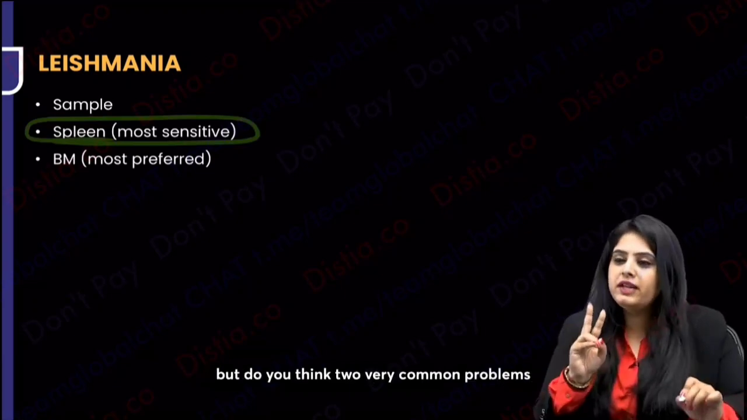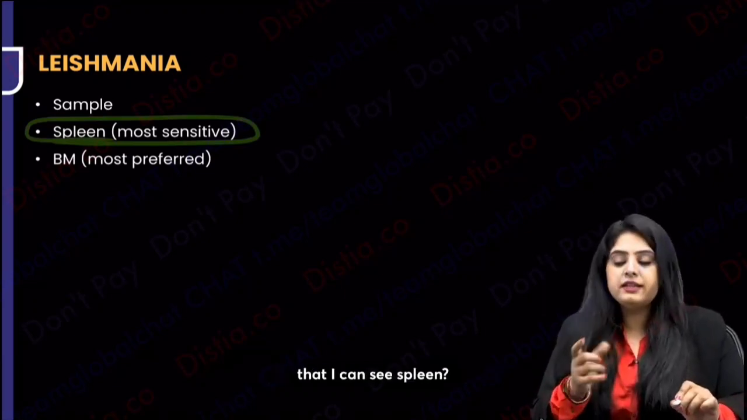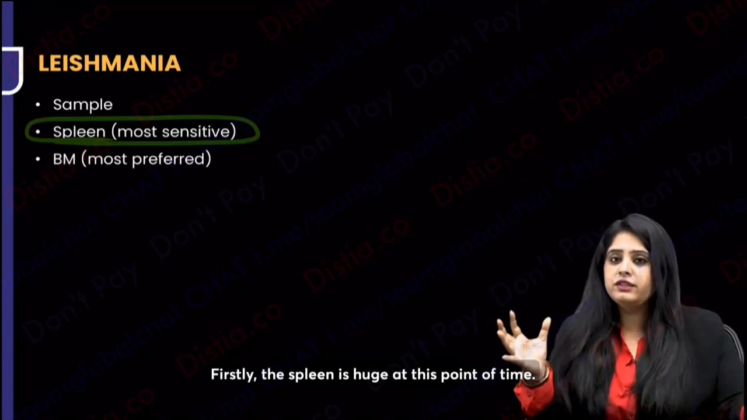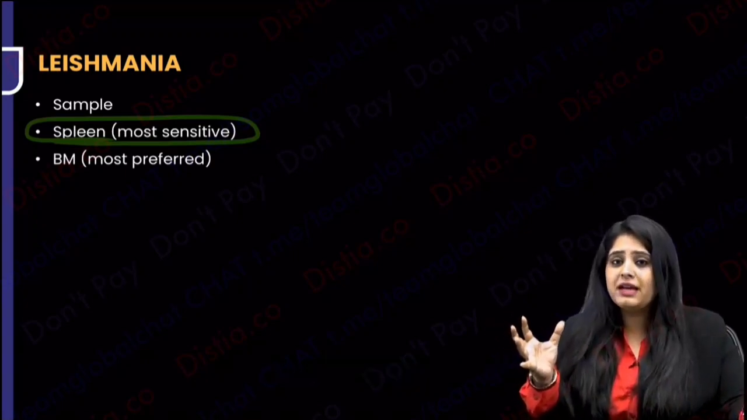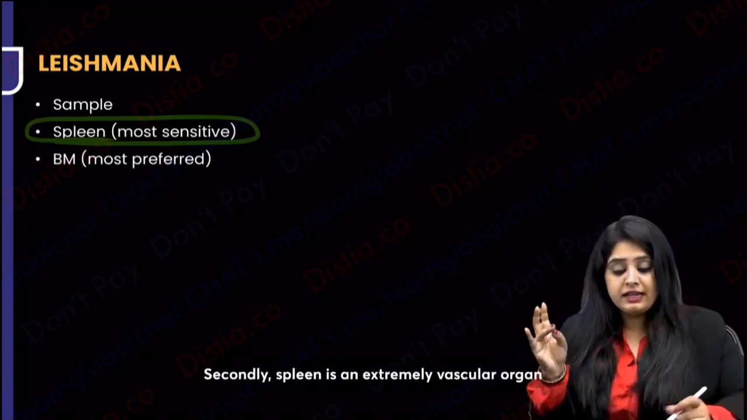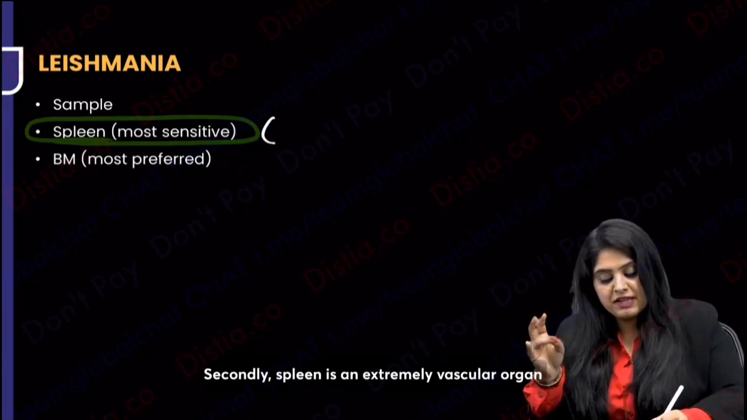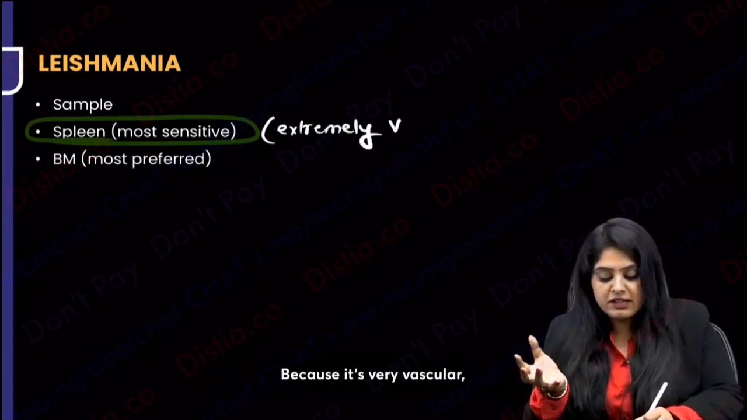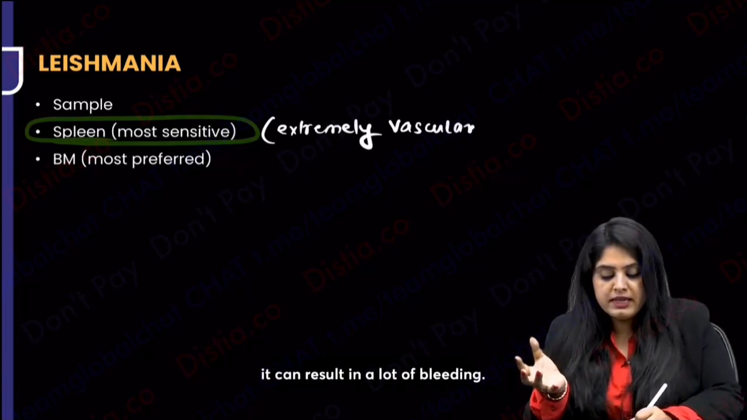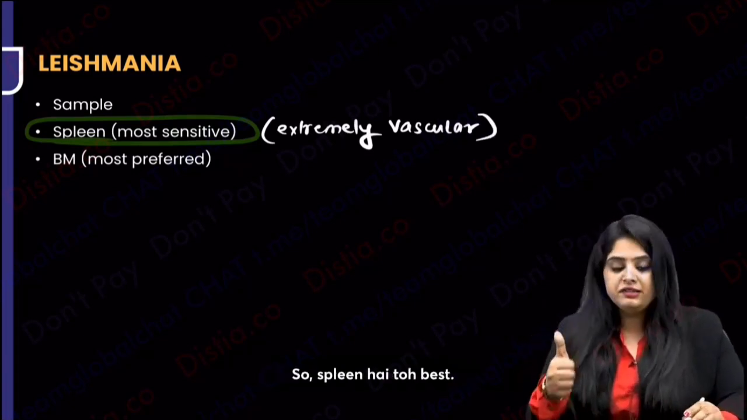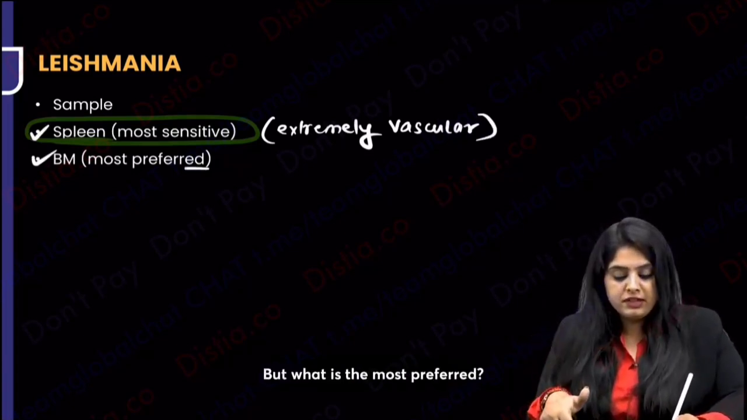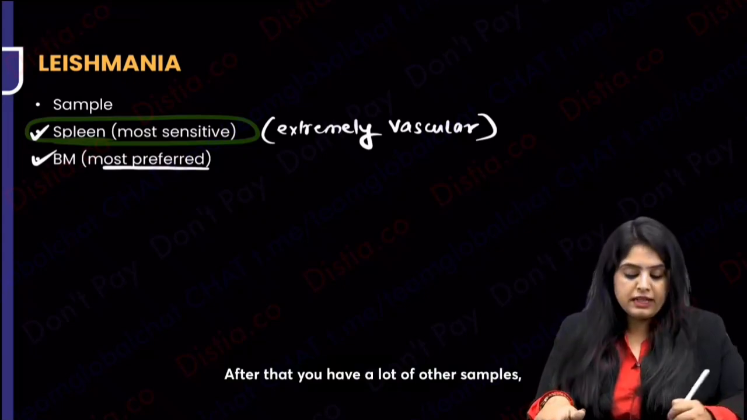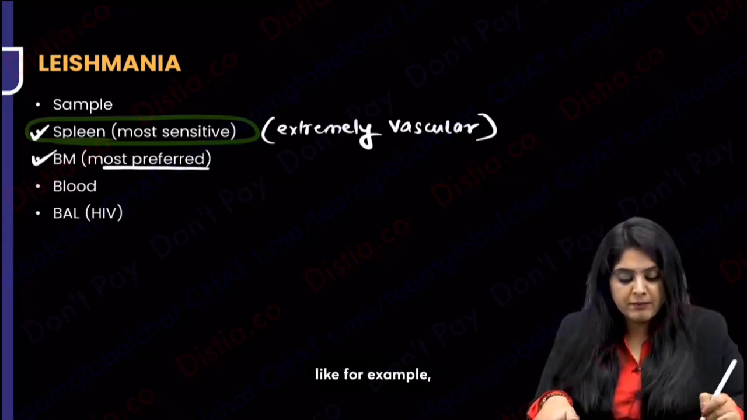But do you think there are two very common problems that I can see? Firstly, the spleen is huge at this point of time. It's a case of Kala Azar, with massive splenomegaly. Secondly, the spleen is an extremely vascular organ, so it can be quite disturbing because it's very vascular. It can result in a lot of bleeding. So spleen is the best, but the most preferred will be a bone marrow. After that, you have a lot of other samples, like for example, the blood.